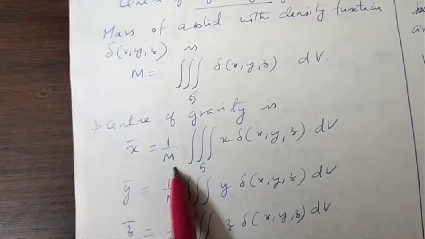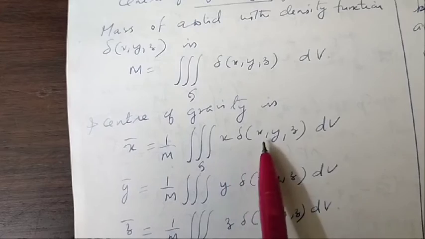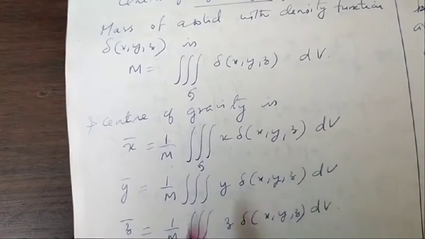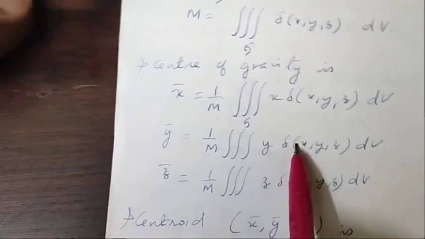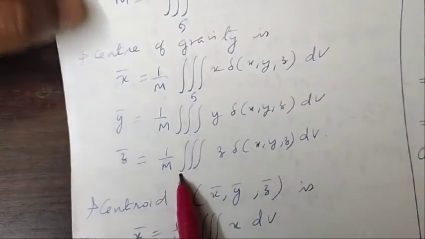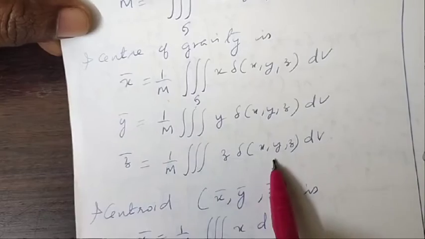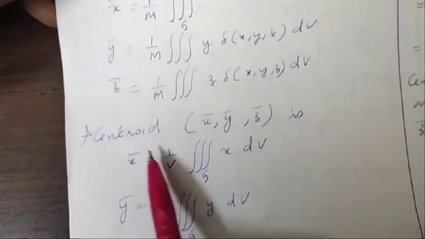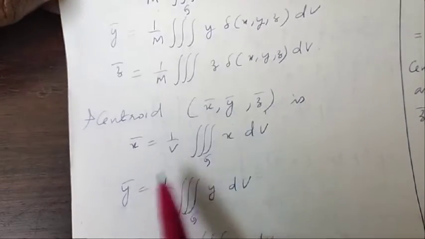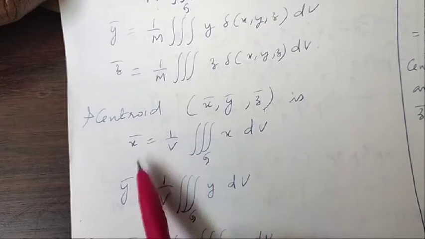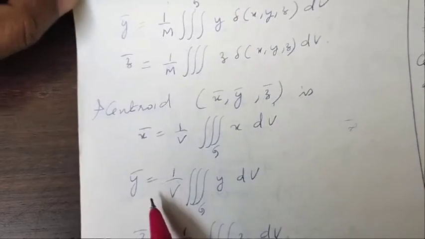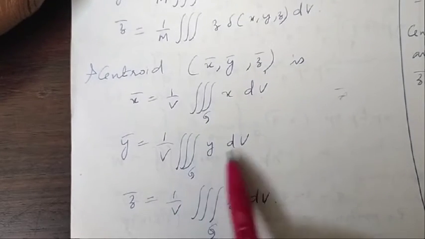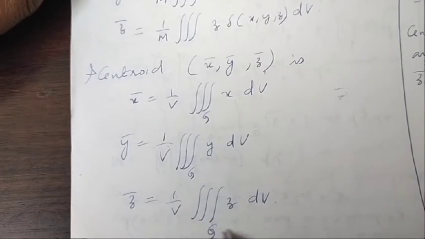And x bar is 1 by m triple integral over G x into delta of x, y, z dV. Y bar is 1 by m triple integral y into delta of x, y, z dV. And z bar is 1 by m triple integral z into delta of x, y, z dV. And the centroid x bar, y bar, z bar: x bar is 1 by volume. In 2 dimensional space, it is 1 by area, but here it is 1 by volume, 1 by V triple integral x dV. And y bar is 1 by V triple integral over G y dV. Z bar is 1 by V triple integral z dV.